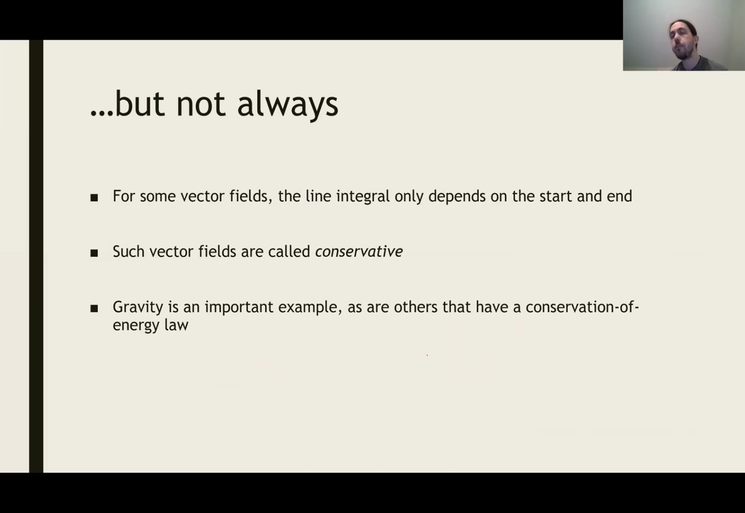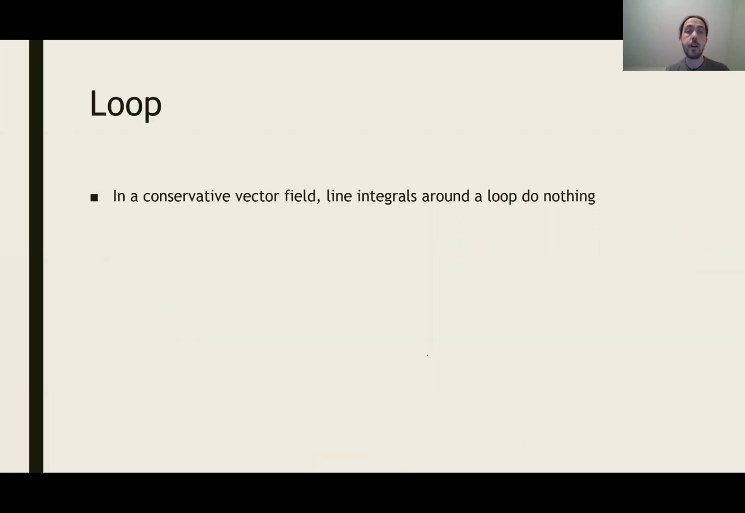But there are a lot of important vector fields that have a physical interpretation, like a conservation of energy law. What we're going to be talking about today, they're called conservative vector fields. One important example is gravitation. Gravity has a conservation of energy law. And for those, the line integral only depends on where we start and where we end. We can't cheat and follow a different path and somehow get more energy than we would have if we kept on a straight line one. And so those kinds of vector fields are very, very special, and they're going to be the topic of today.